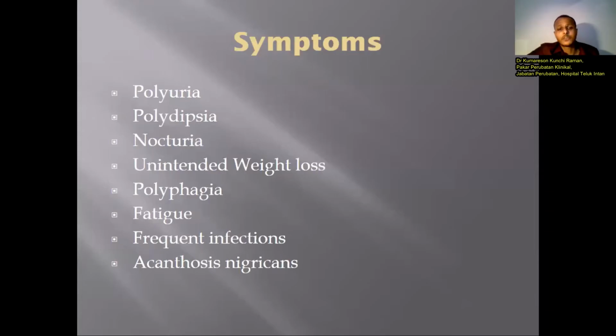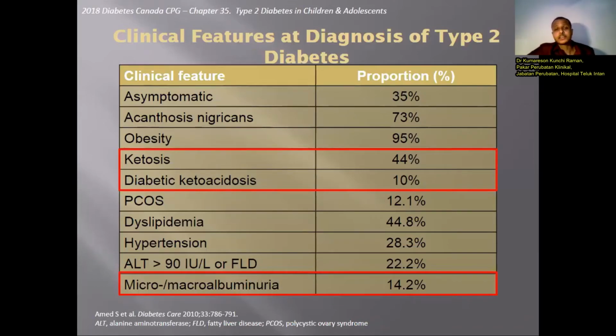So looking at the symptoms we've already mentioned before, we have polyuria, polydipsia, nocturia, unintended weight loss, polyphagia, basically eating more than usual, fatigability, frequent infections, and acanthosis nigricans. Acanthosis nigricans is something that we see as a clinical feature in almost 73% of type 2 diabetes. 95% of type 2 diabetes is seen with obesity, but diabetic ketoacidosis is only 10% in type 2 diabetes. So this is what we call acanthosis nigricans, a darkish, thickened skin appearance over the flexural regions of your skin, basically at the nape of your neck, your axilla, or your internal groin area as well. These are indicators of type 2 diabetes.